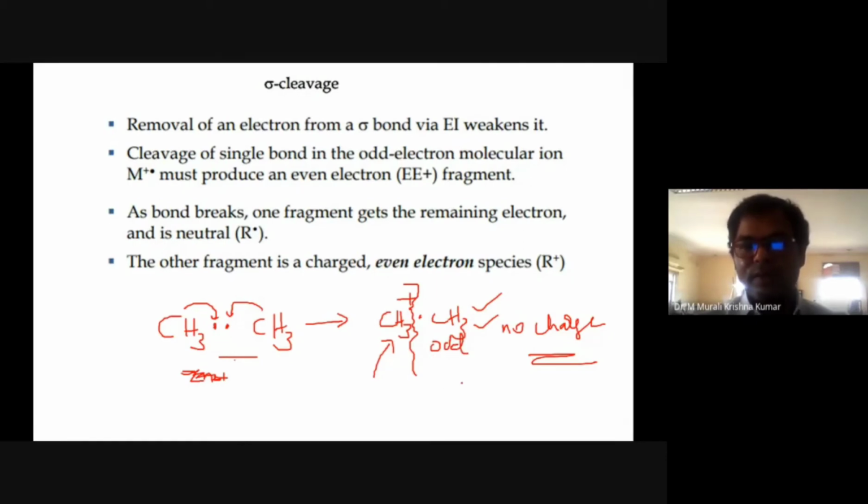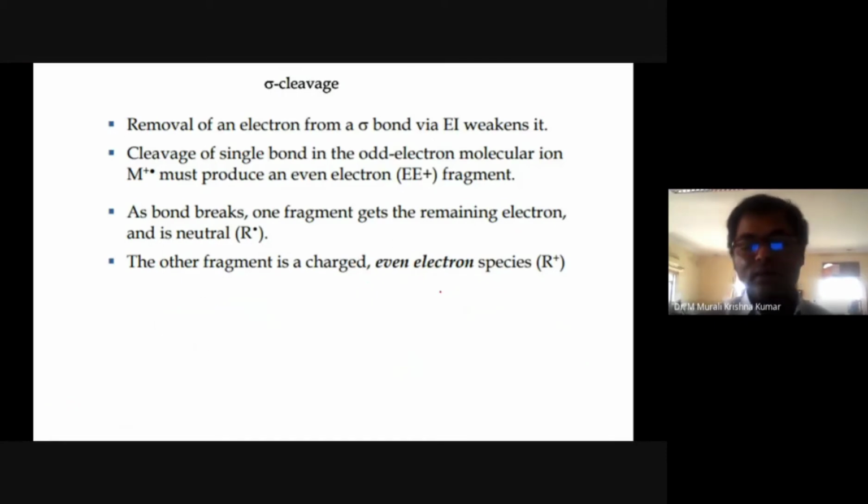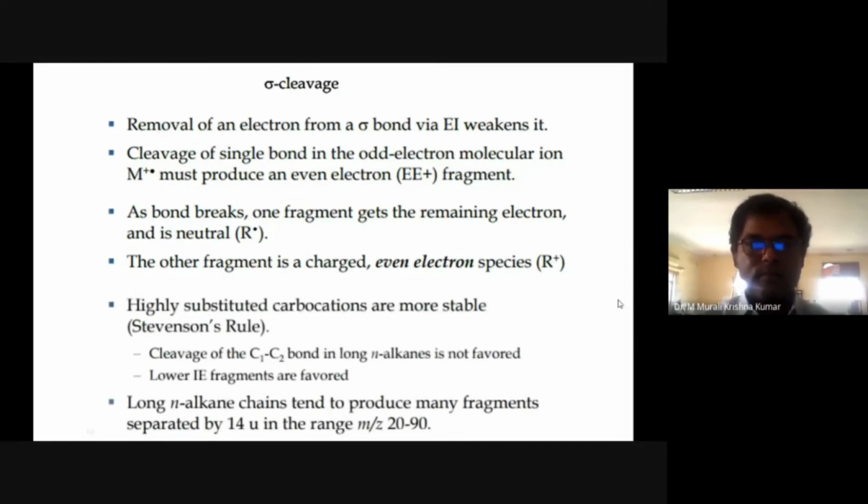And when it is fragmented, one of the electrons moves with this carbon, so it will become a free radical. So here how many electrons will be there? 6 electrons will be there in the bonding orbital and a positive charge because the carbon lost its electron. So in simple terms you can understand what an even electron containing charged species is, and an odd electron containing neutral free radical.